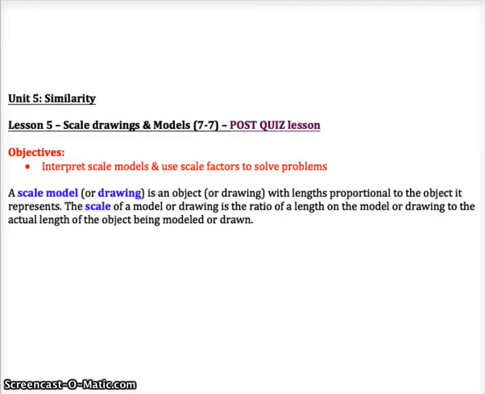All right. Congratulations on finishing your quiz. Here we go with the next lesson. We're kind of winding up this chapter. There's this one, and then I think there's just one more. All right, it's about scale drawings and models.